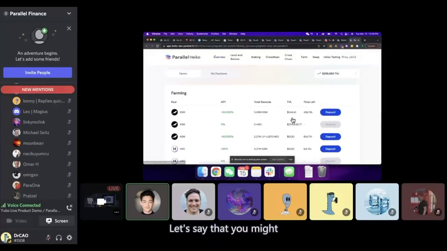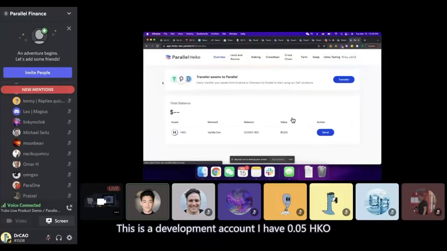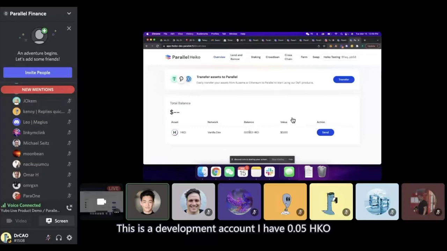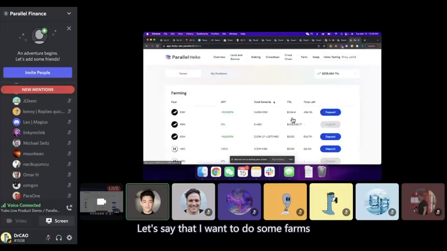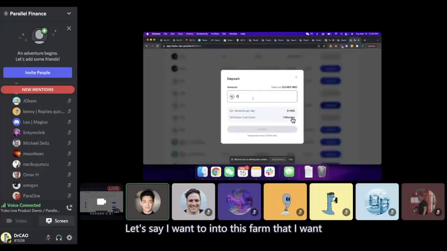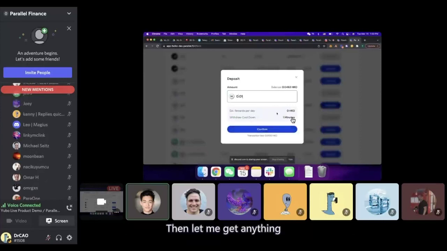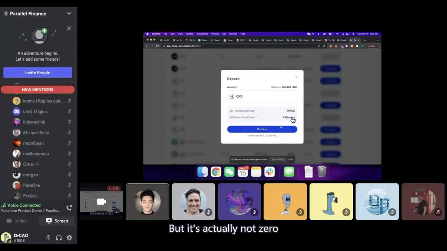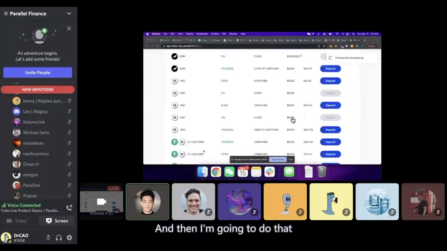Let's say that this is a development account, right? I have like 0.05 Heiko. Let's say that I want to do some farms. So what I can do is choose a specific farm that I want. I say I want to enter this specific farm. Then let me get it in. I can see it's almost zero because it's so little. So it's kind of like zero, but it's actually not zero. And then I'm going to do that.